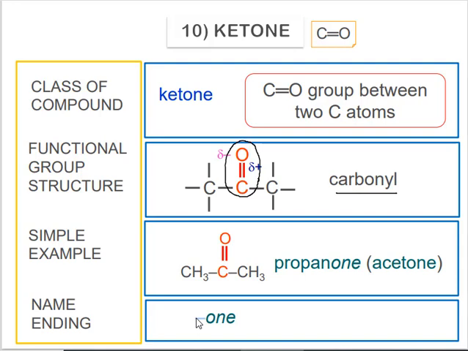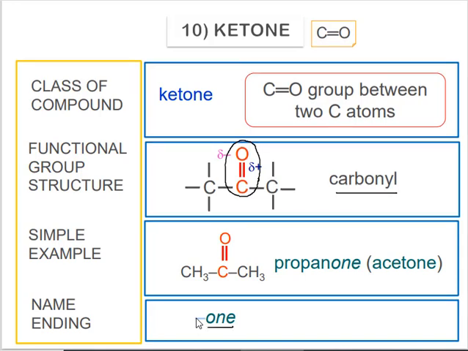As for naming, ketones end with ONE. For example, this is a ketone with 3 carbons, so we call it propanone, or the common name acetone.